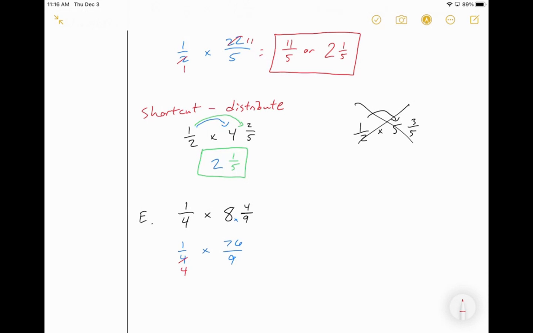The question is how many times? How many times does 4 go into 80? Well, 20 times. So that means this is 1 less. So that's going to give us 19 times. Now let's multiply across. You could say that's 19 over 9, or you could say 2 and 1/9. Either answer is okay.